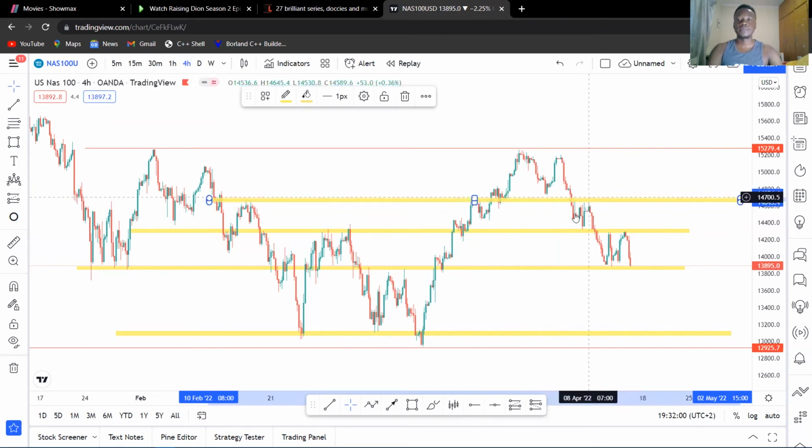I remember I took this trade because this was a push down. This was a push down, and then after we created a double top.